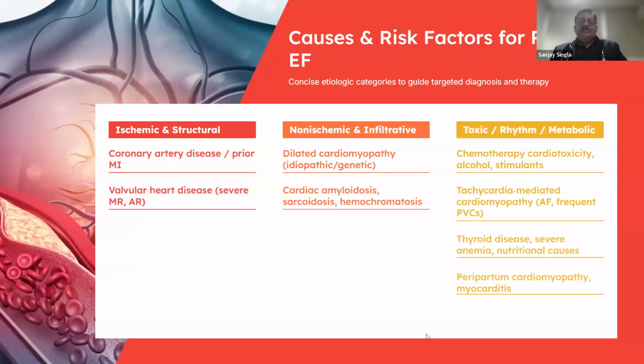So what are the various causes? First is ischemic and structural, which we see day in day out. Ischemic causes are seen all over the world, but valvular heart disease may be rheumatic, which is usually seen in the Indian subcontinent. Non-ischemic causes can be dilated cardiomyopathy, which can be idiopathic or genetic, cardiac amyloidosis, sarcoidosis, or hemochromatosis. And toxic: chemotherapy cardiotoxicity is a major cause, with a number of patients receiving chemotherapy right now.